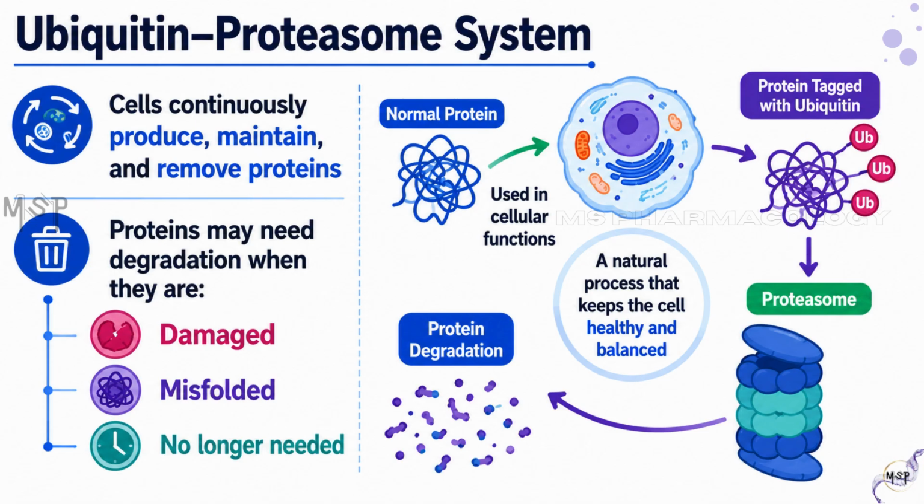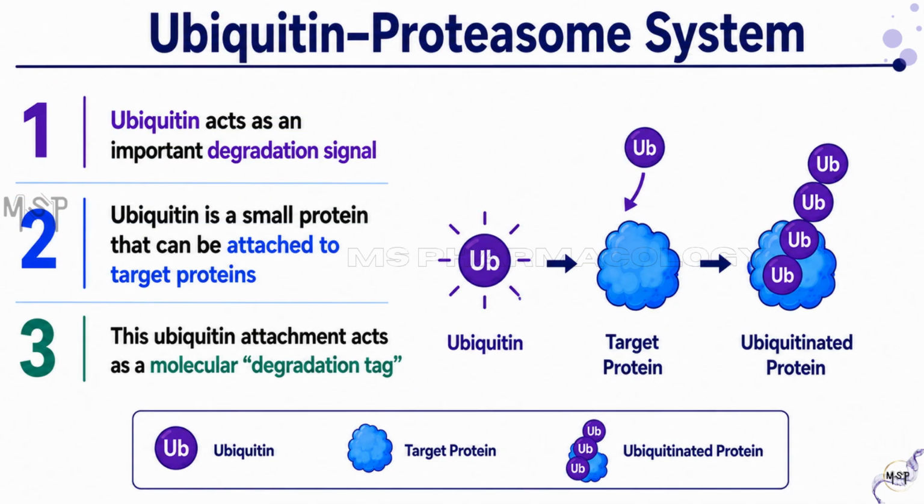Before understanding PROTACs, we need to understand one important cellular system, the Ubiquitin Proteasome system. Our cells constantly produce and remove proteins. When a protein is damaged, misfolded, or no longer needed, the cell can mark it for degradation. One of the important signals used for this process is ubiquitin. Ubiquitin is a small protein that can be attached to another protein as a kind of molecular degradation tag.